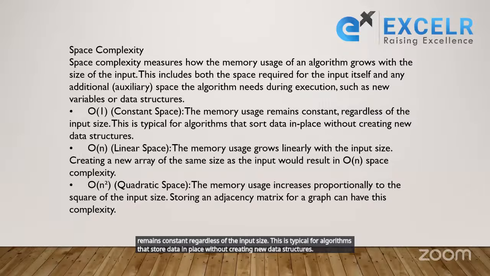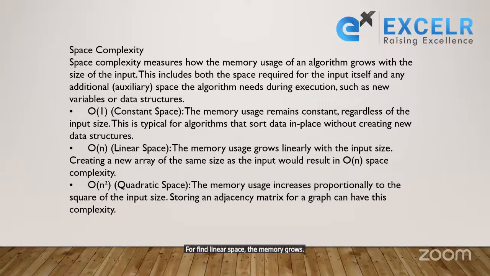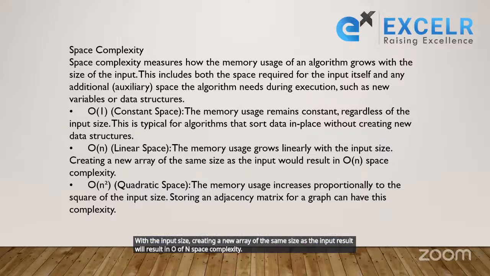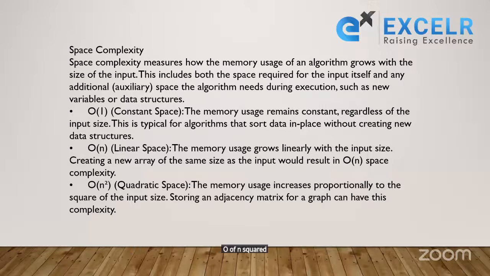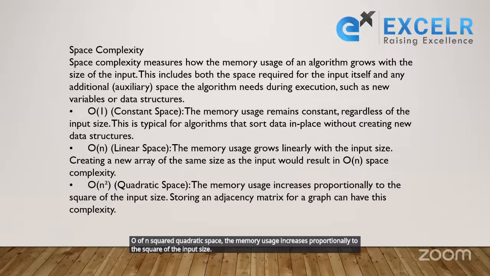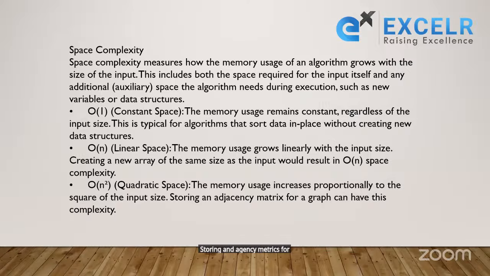O of n linear space, the memory usage grows linearly with the input size. Creating a new array of the same size as the input will result in O of n space complexity. O of n square, quadratic space. The memory usage increases proportionally to the square of the input size. Storing an adjacency matrix for a graph can have this complexity. Fine.